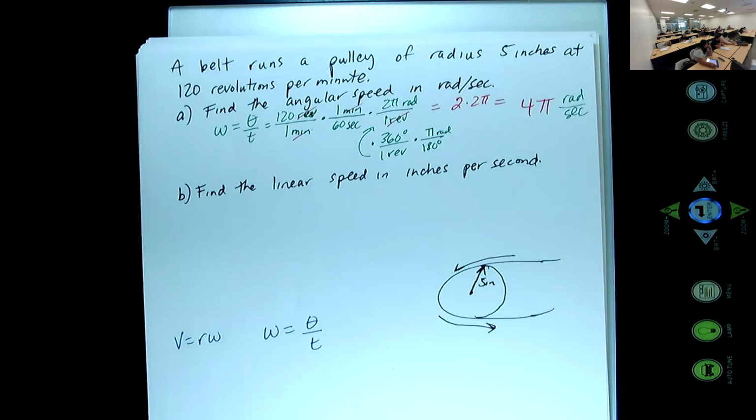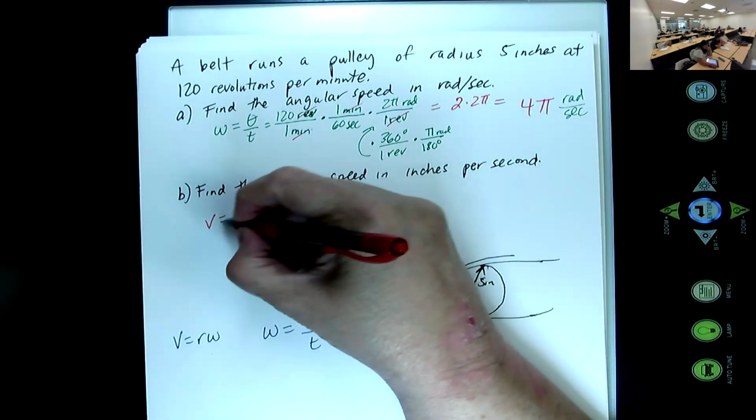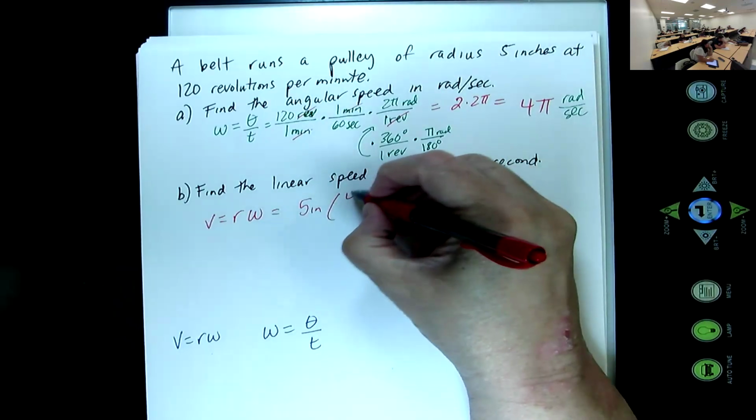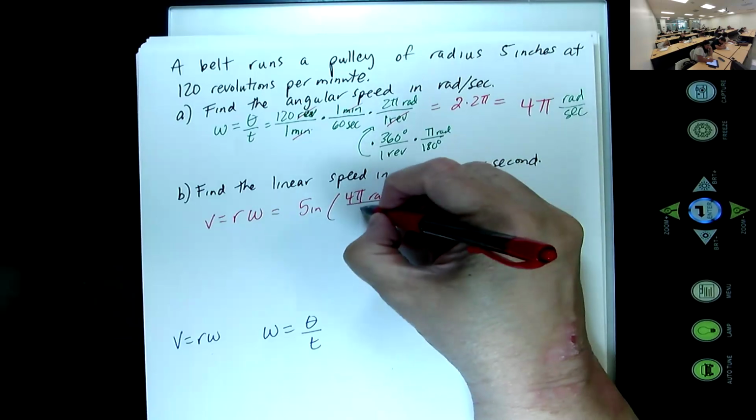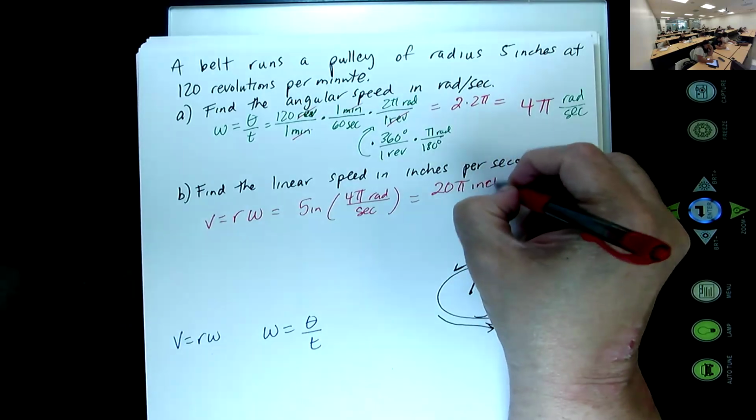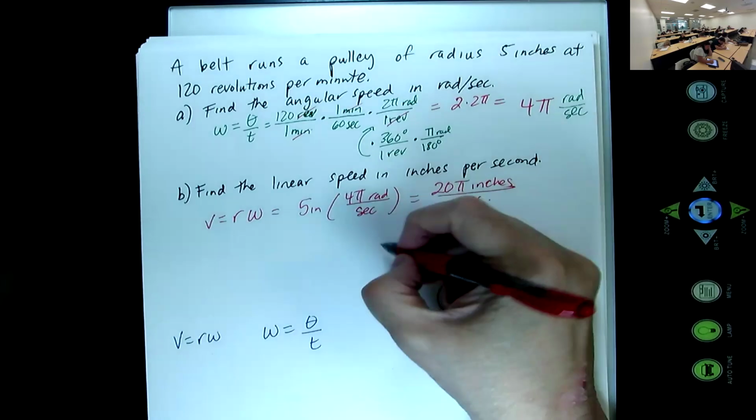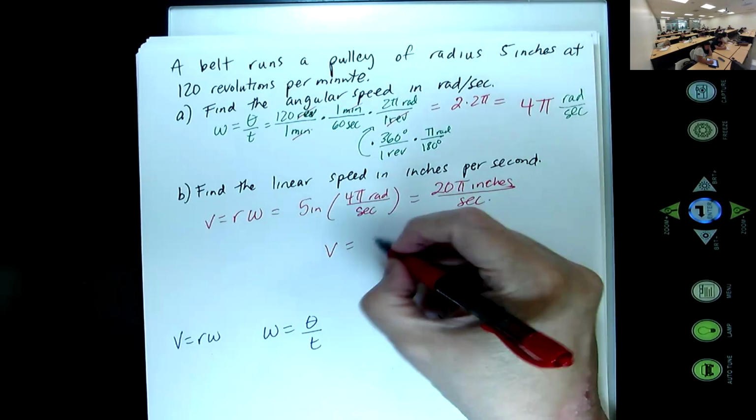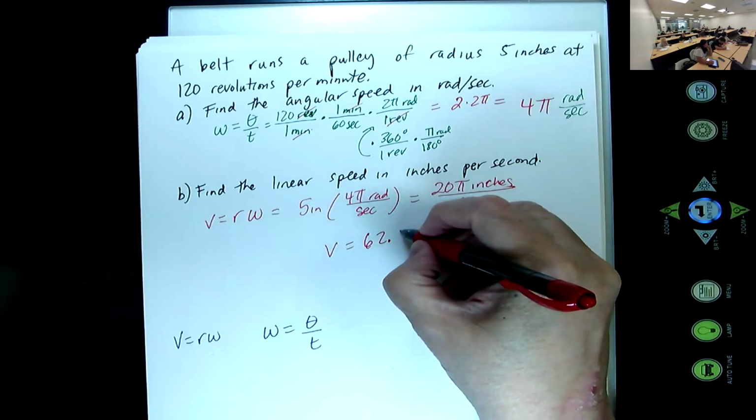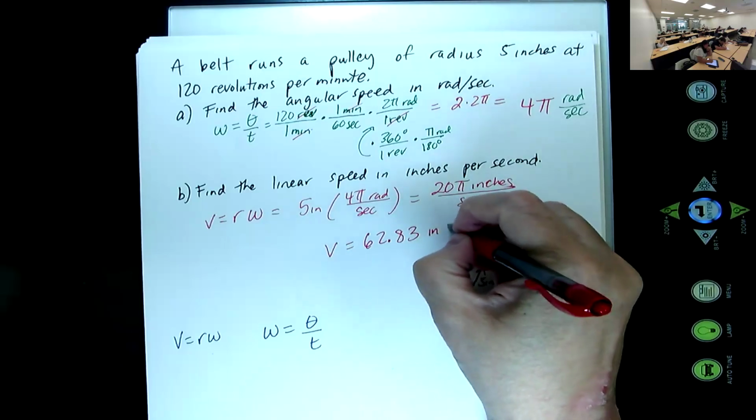And now find the linear speed. We have omega and we have r, so we can find the linear speed. V equals r omega is 5 inches times 4 pi radians per second, which equals 20 pi inches per second. That's probably not all that useful for most people, since we're talking about an actual length. 20 times pi is 62.83, rounded to 2 decimal places. So 62.83 inches per second.